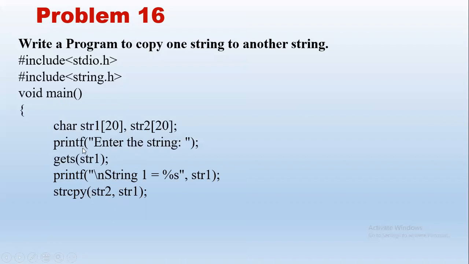Note that we have not taken any input for string 2. We have taken input only for string 1. The value of string 1 is copied to string 2 and we need to print the value of string 2. So we have taken input for string 1, that is str1, and we are copying that string 1 value to string 2, and next we print the value of string 2 using %s. This is the format specifier for a string. So this is the program to copy one string to another.